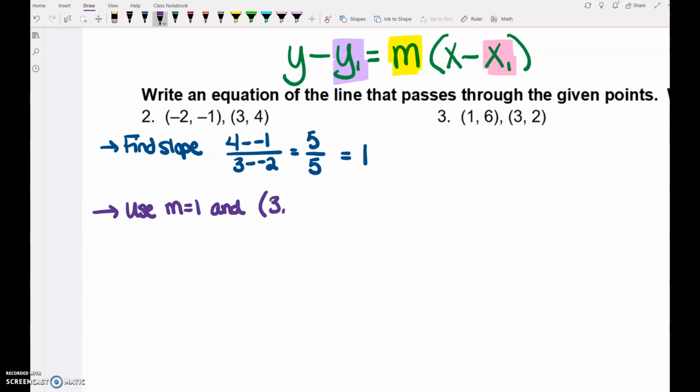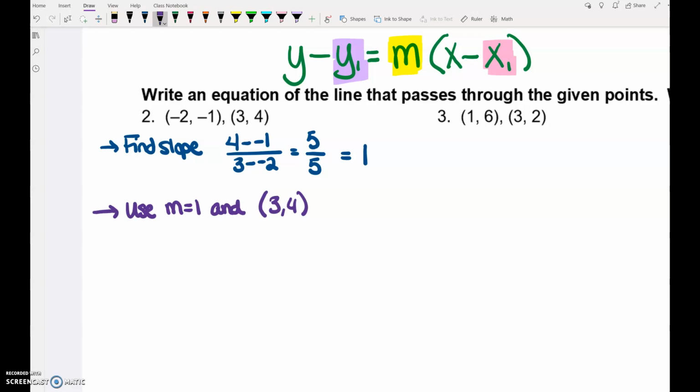I'm going to use 3, 4. I like to choose the point that is positive numbers. I like to avoid negatives. I like to avoid big numbers. If you can avoid negatives and make your life a little bit easier, go for it. I like to call that strategic laziness. You're strategically doing the least amount of work possible. So you're going to hear me talk about strategic laziness all the time. It's not okay to be lazy in math unless you're being strategically lazy.